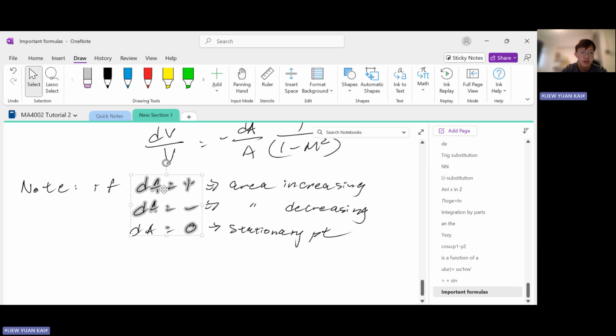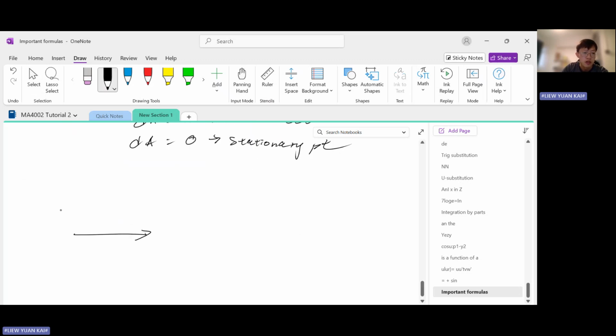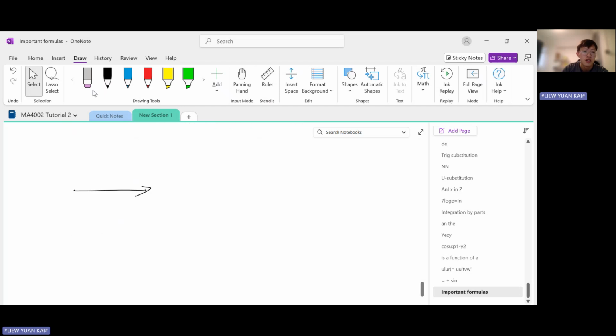So dA is positive. Let's say the fluid flows this way through a pipe. This is a constant area pipe. But what does it mean for the area to be increasing in the direction of the flow? The direction of flow is rightwards. Then if the area increases, it will look like this. See, the cross section gets bigger and bigger. So that's what it means for dA to be positive: the cross section area is increasing in the direction of flow.